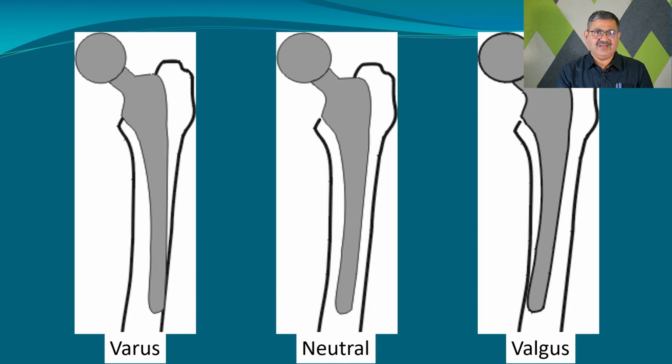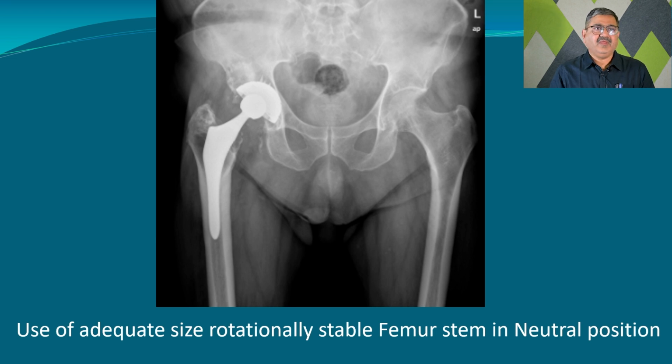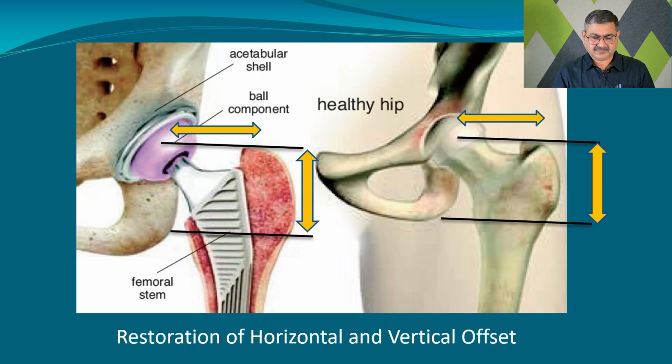So again, the varus, neutral and valgus stem positioning. Leave the last broach in place and use a calcar reamer to flatten out the calcar, and you can do the trials of the components. Use an adequate-size, rotationally stable femoral stem in a neutral position. Restore the horizontal and vertical offset. Restore the center of rotation of the hip joint.